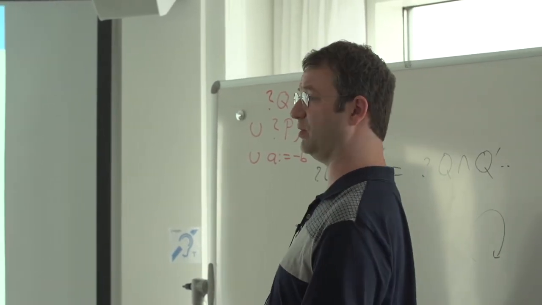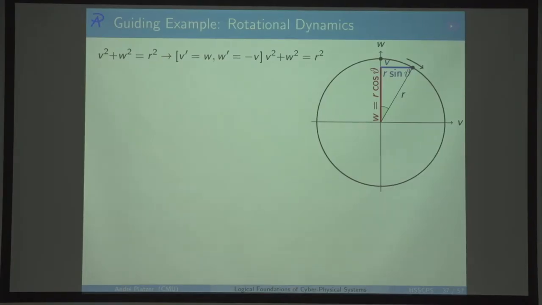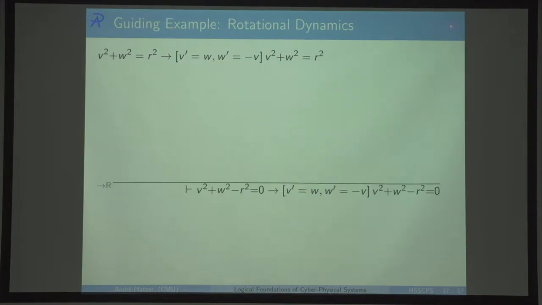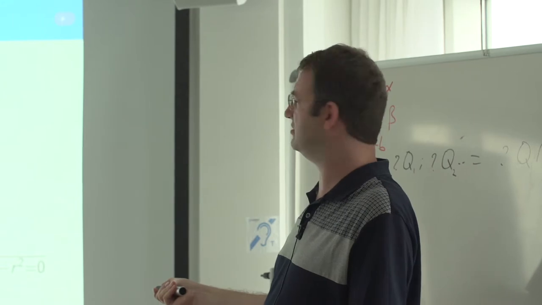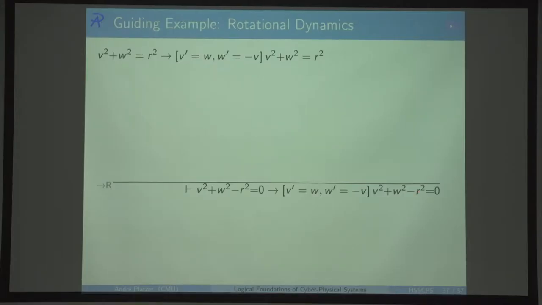We've already seen what you could be doing in such a case, but I insist on wanting to have a proof for it. So what do we do to prove that indeed v square plus w square is always r square? Well, we could be computing solutions, but then we're already lost, my argument. So instead, we figure out the expression I'm interested in, v square plus w square minus r square. How does this change?